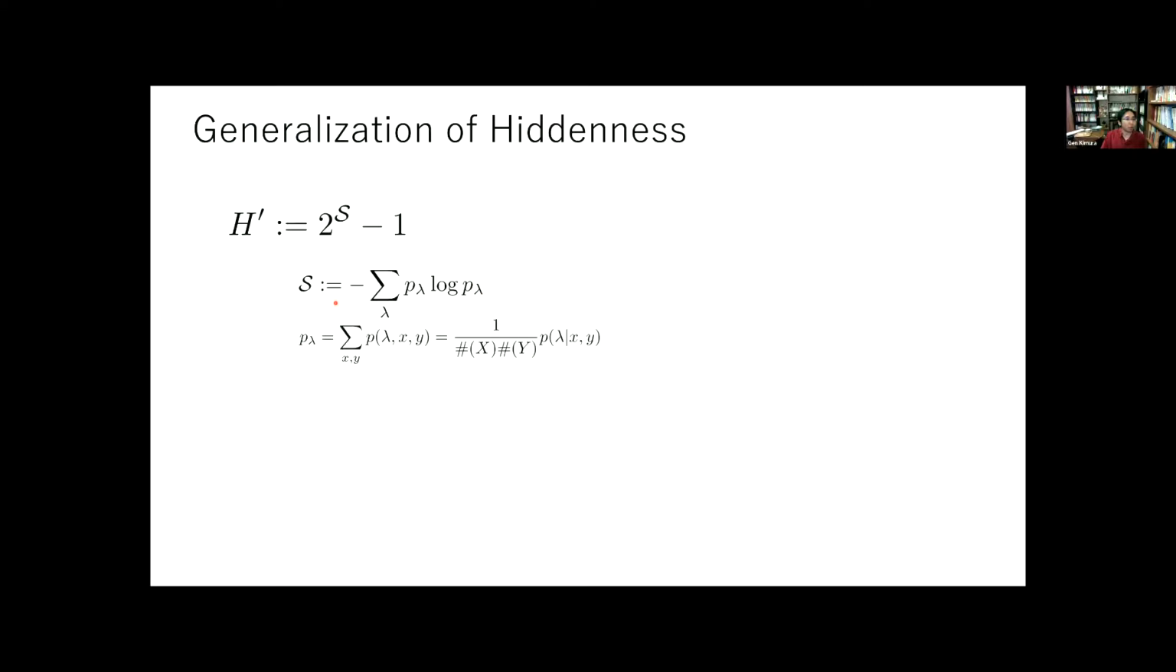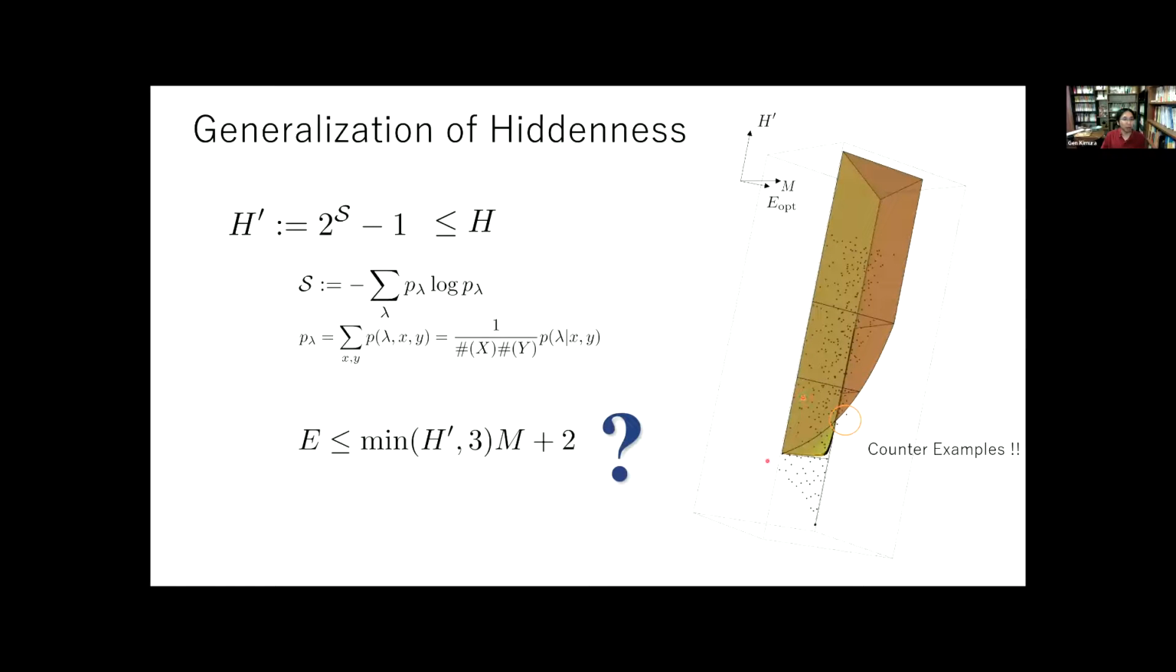So as one idea, we can use the Shannon entropy, and this is the lower bound of our simple hiddenness. And imagine, we can expect that our result still holds for this generalized H prime. We have done so far some numerical experiments, but unfortunately, we found a counterexample for this inequality. So we need to revise this inequality if we want to use this hiddenness.